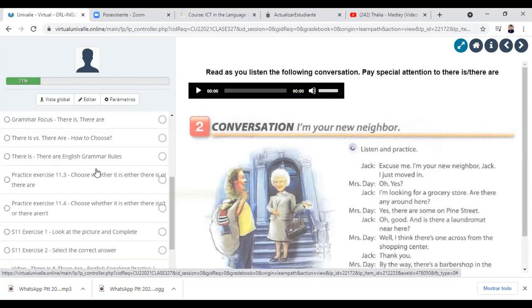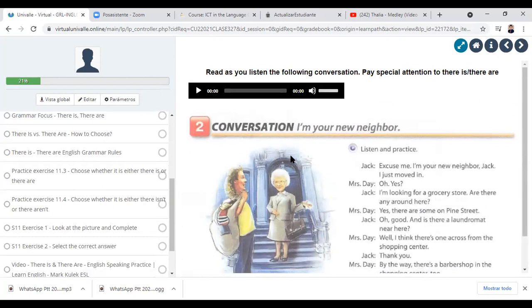Okay, so we're basically going to play the track and then we're going to practice. What's your neighborhood like? Page 50, exercise 2, conversation. I'm your new neighbor. Listen and practice.